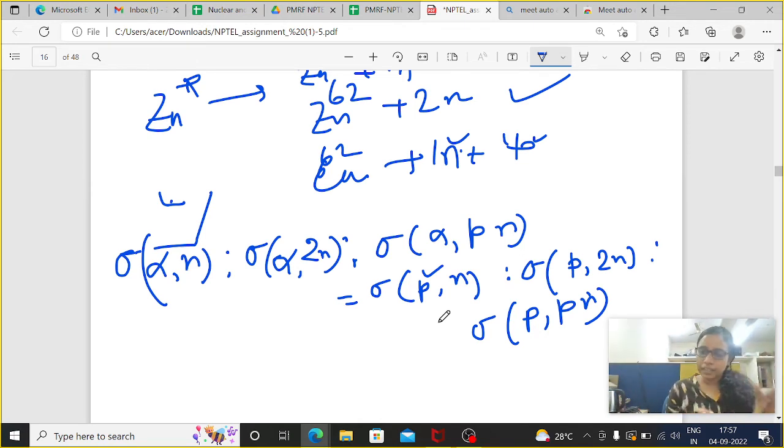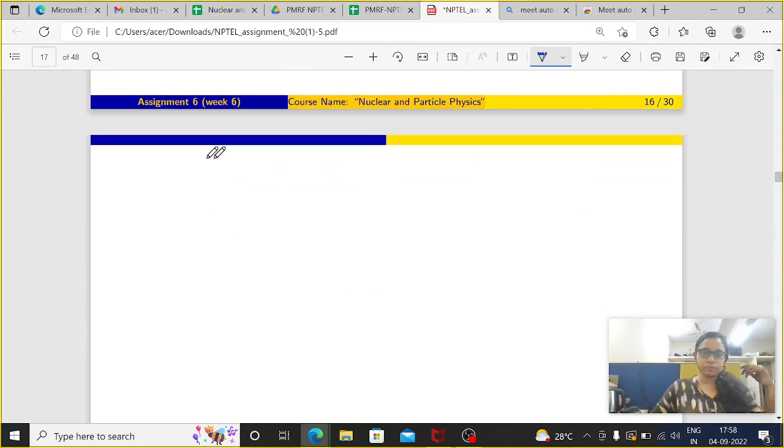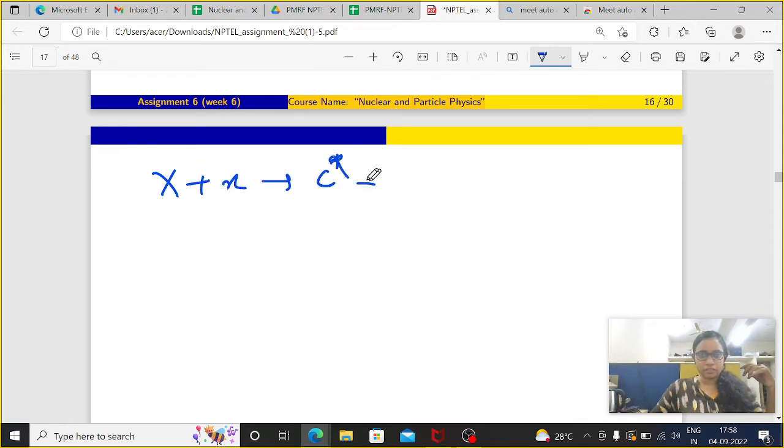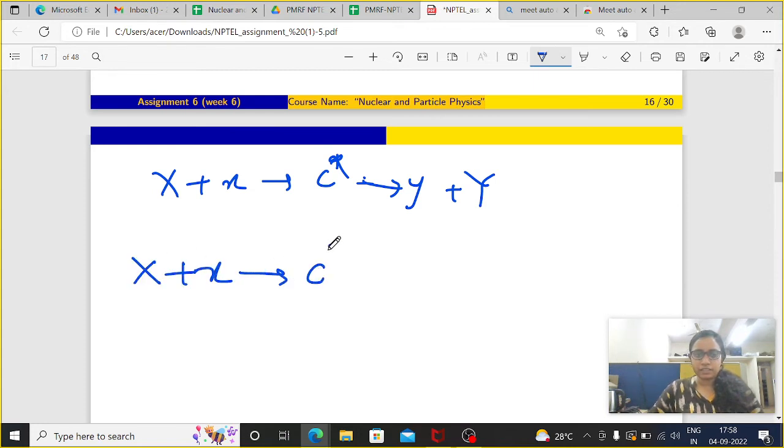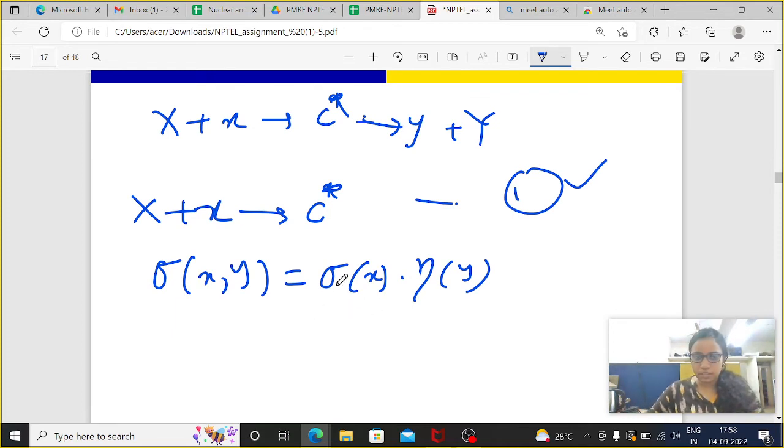This is basically the independence hypothesis. But how can I say that it is the independence hypothesis? For saying that, I am taking a little bit of calculation. So let's say for the first reaction I am talking about capital X plus small x going to the star, then what will be the sigma xy? The sigma xy will be sigma x into eta y, right? And obviously sigma x will be sigma x, yeah, that is fine.